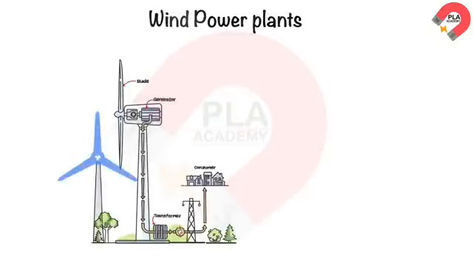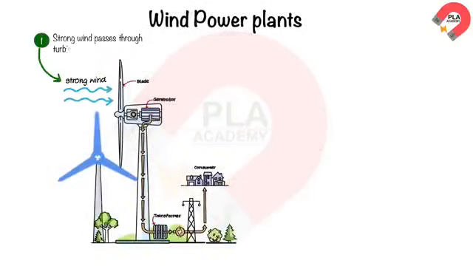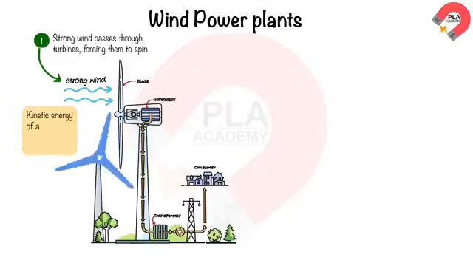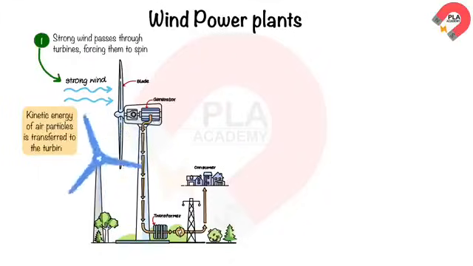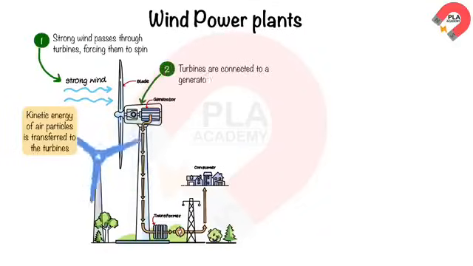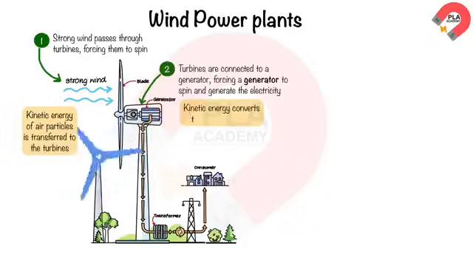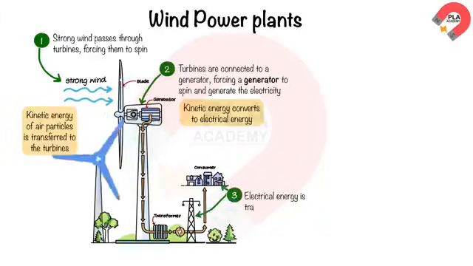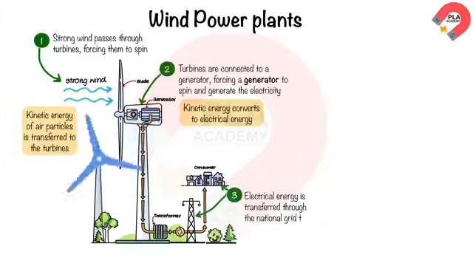Wind power plants. Strong wind passes through the turbines, forcing them to spin. The kinetic energy of air particles is transferred to the turbines. The turbines are connected to a generator, which causes the generator to spin and generate electricity. This converts the kinetic energy to electrical energy. This electrical energy is then transmitted through the national grid to homes or businesses.